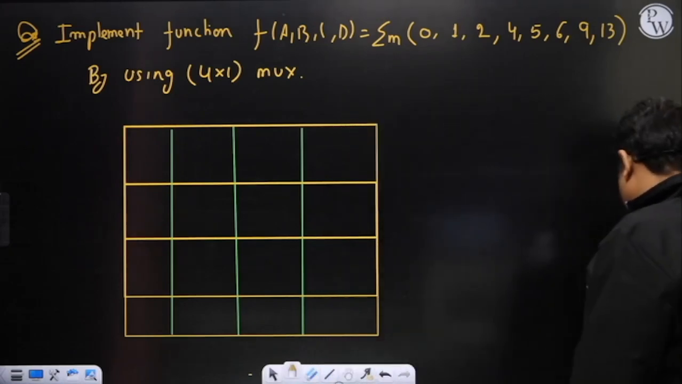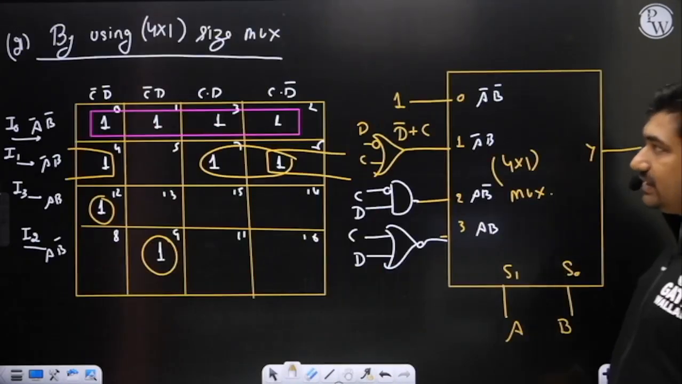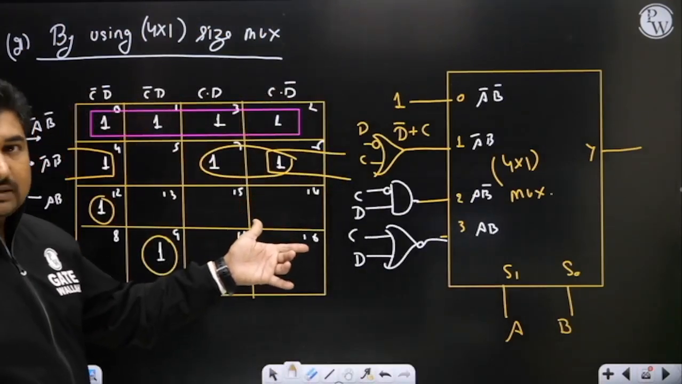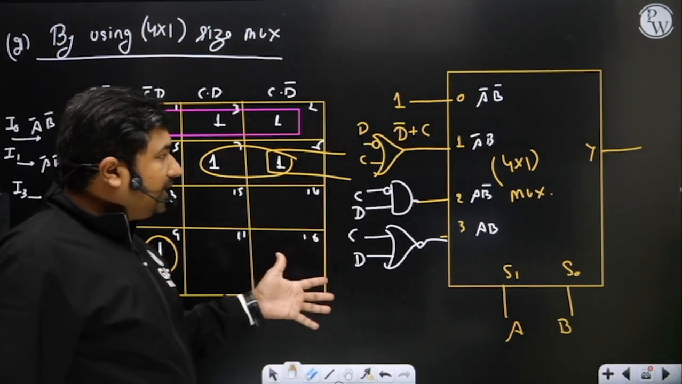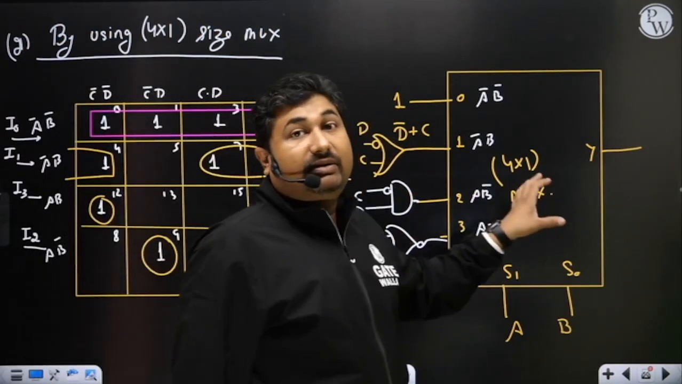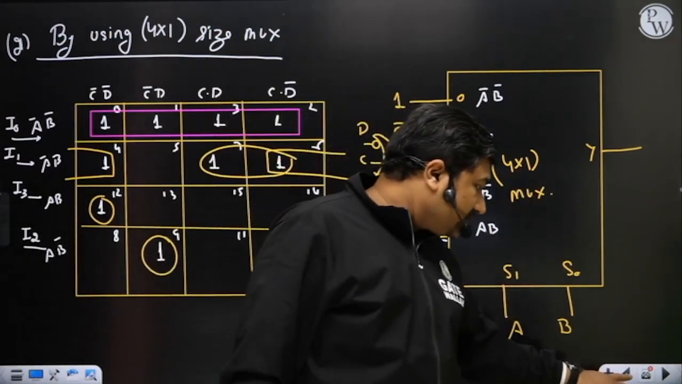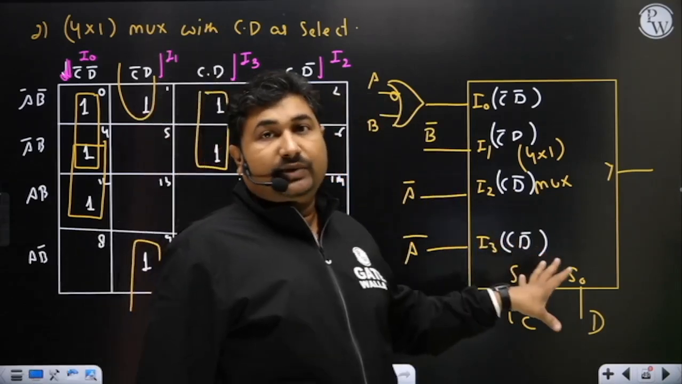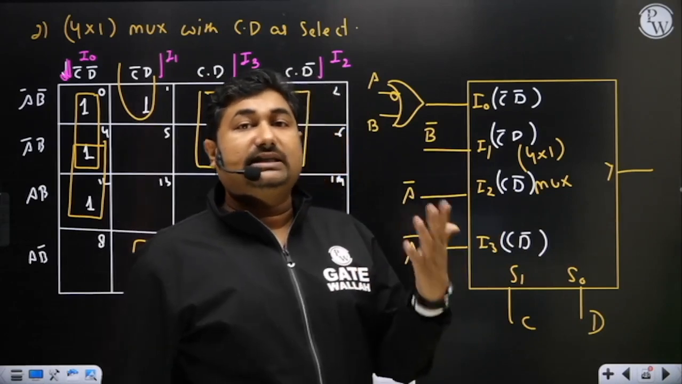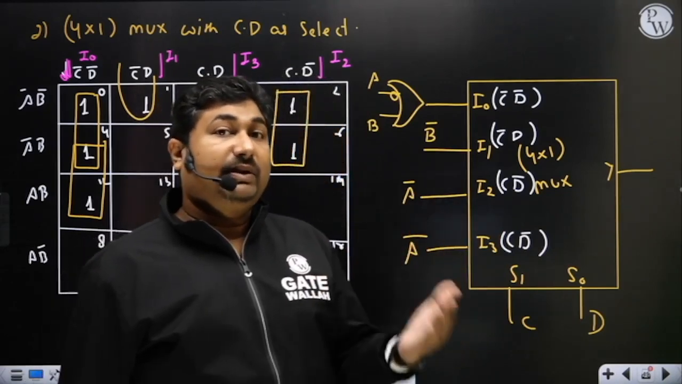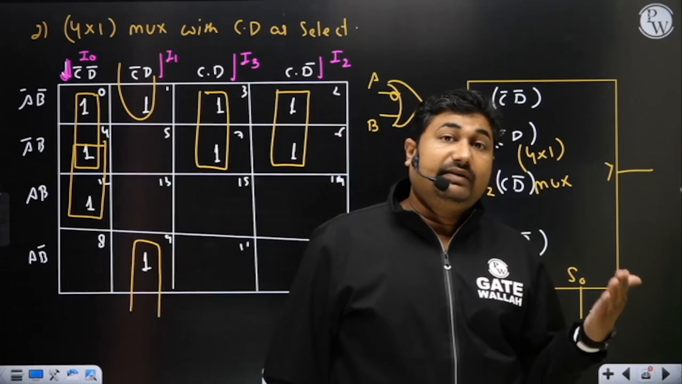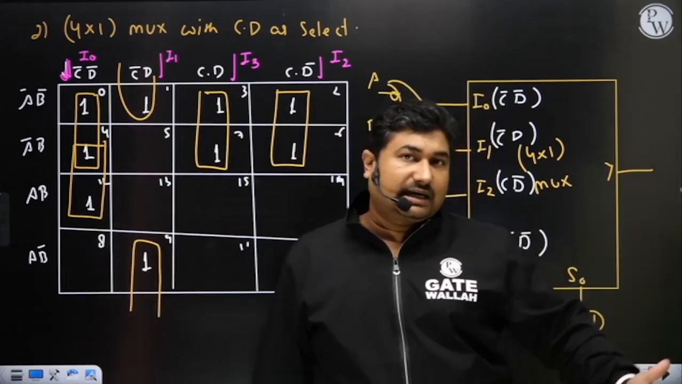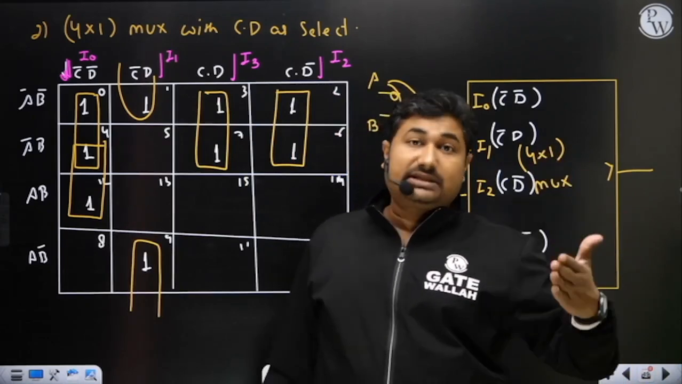No. Actually, I have just tried to show you, in case we choose AB onto the select line, then you can observe here the number of logic gates needed will be more. The cost is more. However, if I choose CD as a select line, then the cost will be lower. It means whenever we implement any function by using a multiplexer, we have to check all the possibilities of the select line. Then only we can choose the best select line possible.